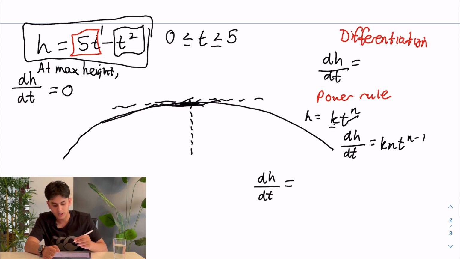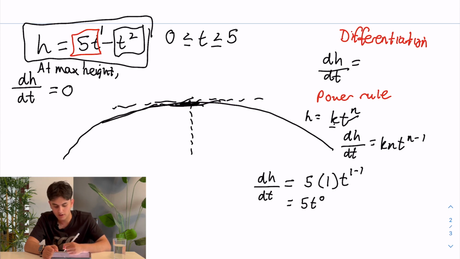So now we know that the differentiated term is going to be knt to the power of n minus 1. So we just substitute in those values. So k is 5 and n is 1. So we've got 5 times 1 times t to the power of n minus 1. Now n is 1, so it's going to be 1 minus 1, which is 0, right? So we've got 5t to the 0, and remember anything to the power of 0 is just 1. So our first term is just going to be 5. So now we've differentiated our first term, 5t, which is just going to be 5.